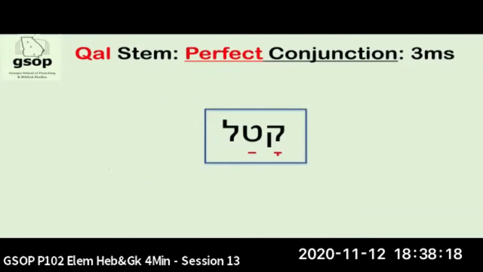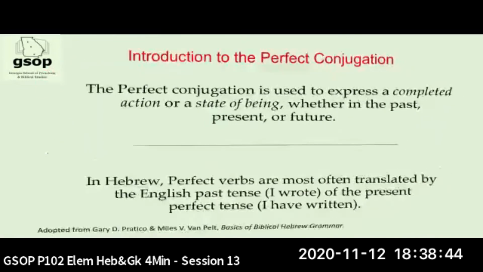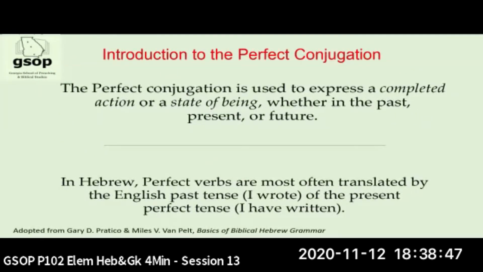And so we looked at the call stem and the perfect conjugation, third masculine singular, katal, meaning to kill. Typically we put it in the past tense: he killed. Notice the qamets and the patah are the two vowels under root 1 and root 2, under the qof and the tet. The perfect conjugation expresses completed action or state of being, whether past, present, or future. The Hebrew perfect verbs are most often translated in English past tense.